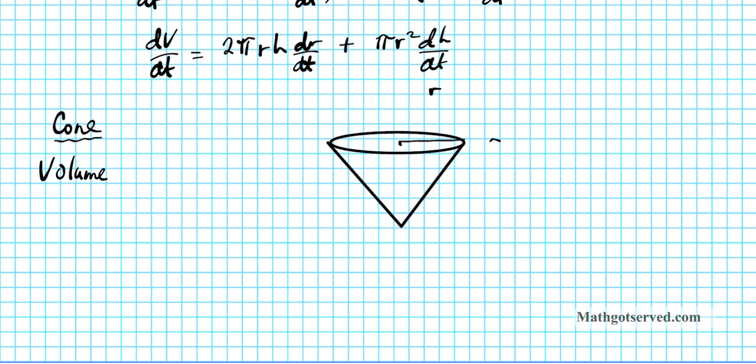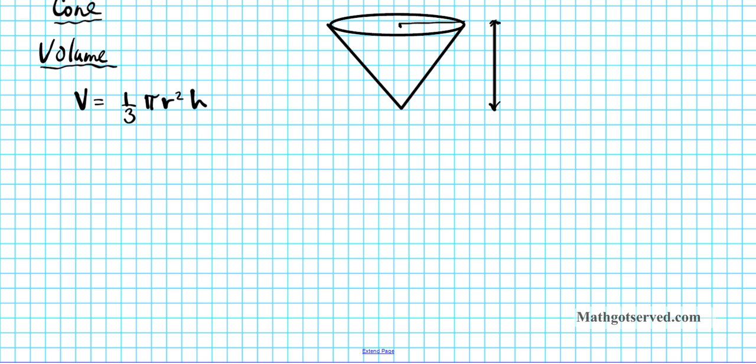So what is the formula for the volume of a cone? We know that the volume of a cone fills a third of a circular prism of the same height and base radius, right? So the formula for volume is 1/3 times the area of a cylinder with the same base and height, which is pi r squared h. Okay, now let's go ahead and see how the rates are related if we differentiate with respect to time.